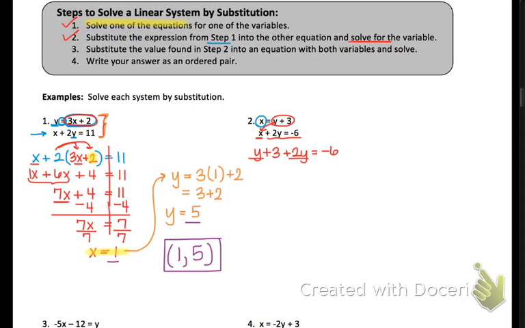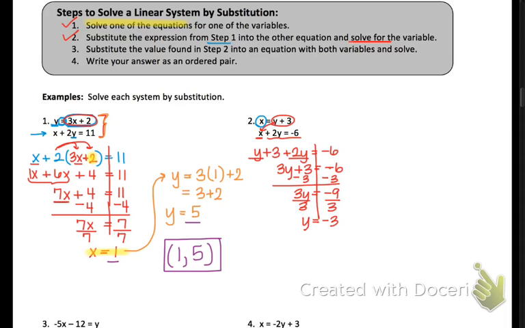Like terms here and here, 1y plus 2y makes 3y plus 3 equals negative 6. Now that both sides are simplified, I'm ready to start moving stuff. So I'm going to subtract 3 from both sides. 3y equals negative 9. Then divide by 3. So y equals negative 3.